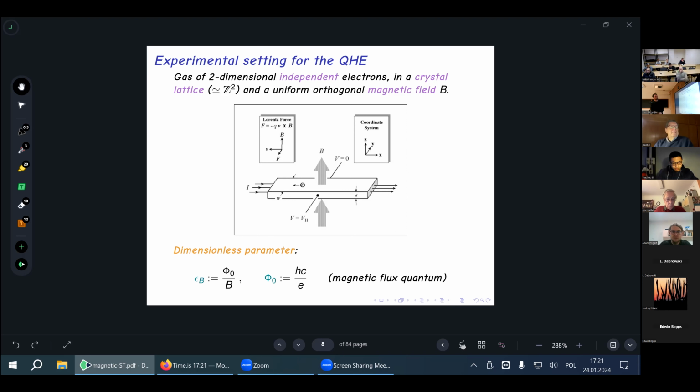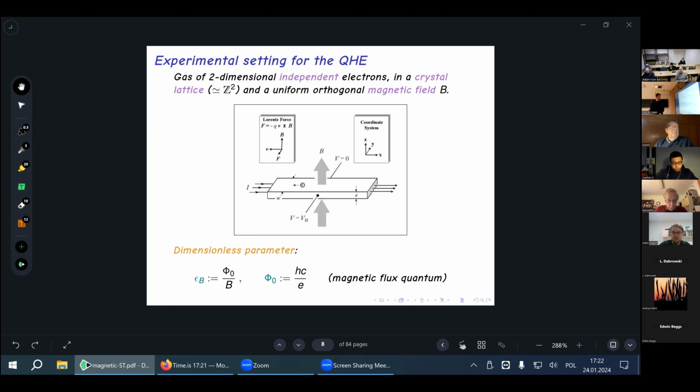Here is just a picture of a quantum Hall system. I think everybody has seen this before, but here we have a material which is ideally two-dimensional, and the quantum Hall effect is really a two-dimensional effect. We have a perpendicular magnetic field B. We have something which is forcing a current in the horizontal direction. Because of that, we have a transversal potential difference, which is called the Hall potential.